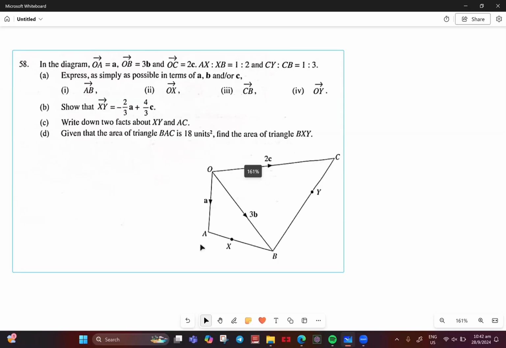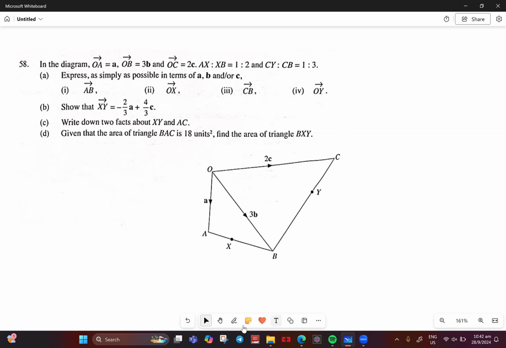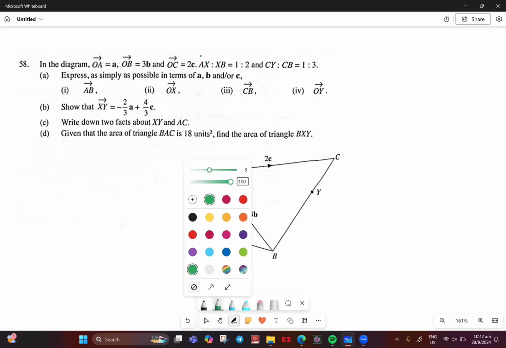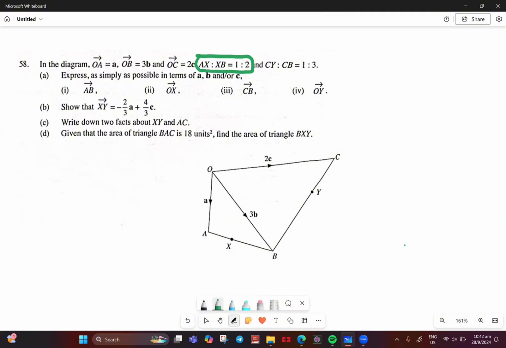Now, next one says in the diagram, OA is a. Can you all see OA is a? OB is 3b. Agree or disagree? OC is 2c, which is all given to us already, right? More importantly is this sentence over here. You see this sentence over here says AX is to XB is 1 is to 2. Where is that? AX is to XB.